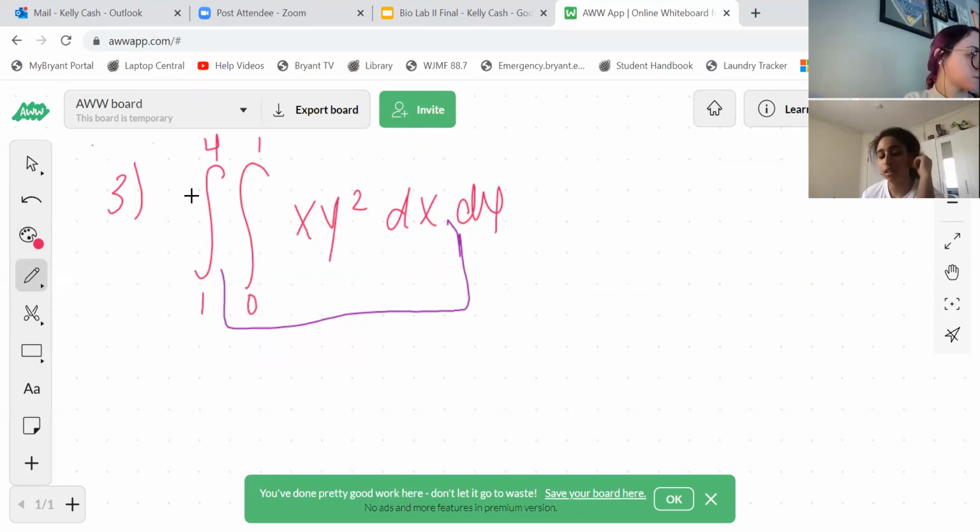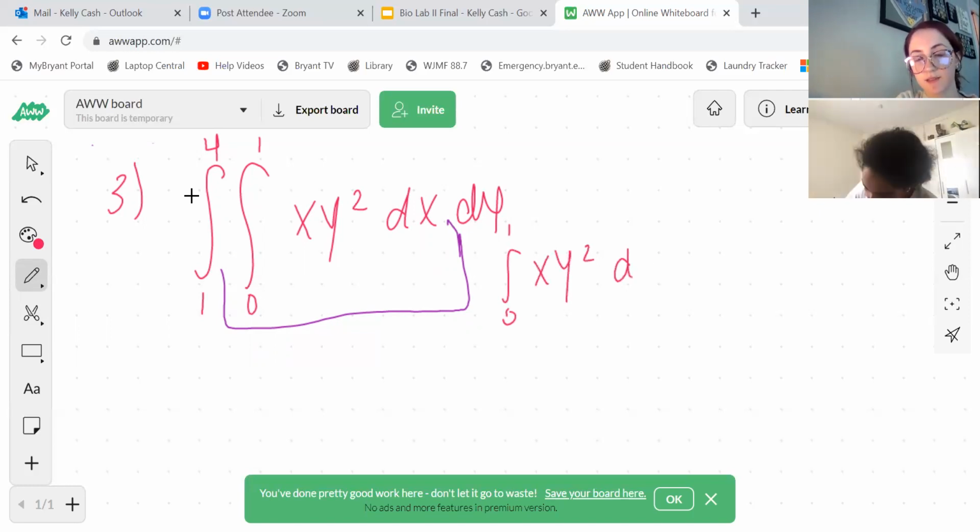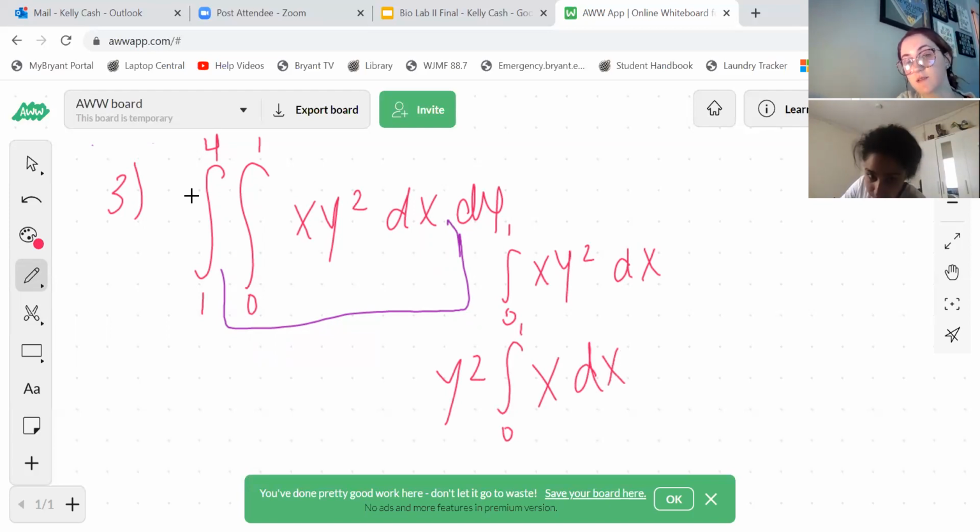If we were to look at this one, it would be the integral from 0 to 1 of xy squared dx. And since it's dx, we're going to integrate with respect to x, so y is going to be a constant. So what can you do to the y since it's a constant? You can take it out, right? We can always take out constants of integrals. It just makes it a little bit easier for us to look at. So you can just pull the y squared right out.